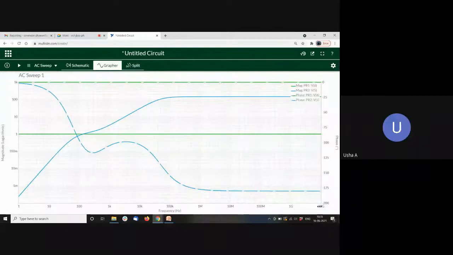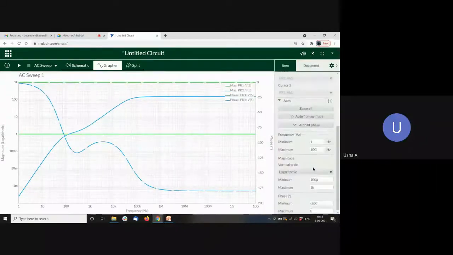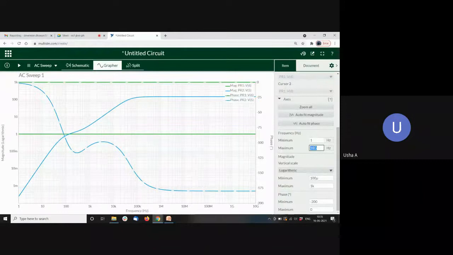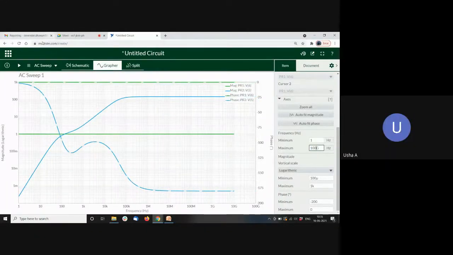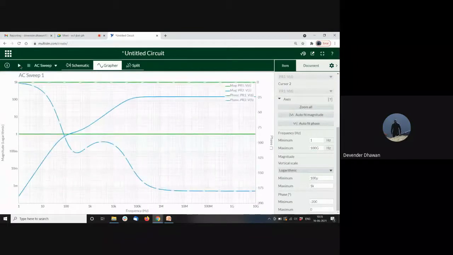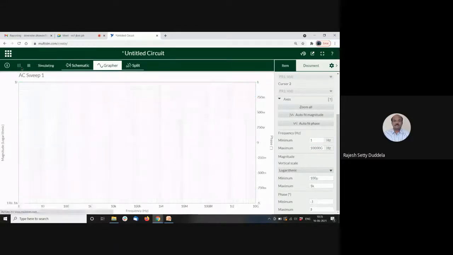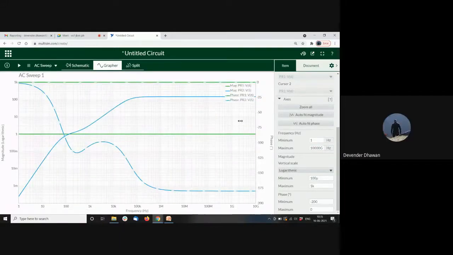Maybe if we increase it beyond 10 gigahertz, let's say we set it to 100 and run it again. Okay, still not. I guess it is remaining constant afterwards. It has not changed, sir. Yeah.